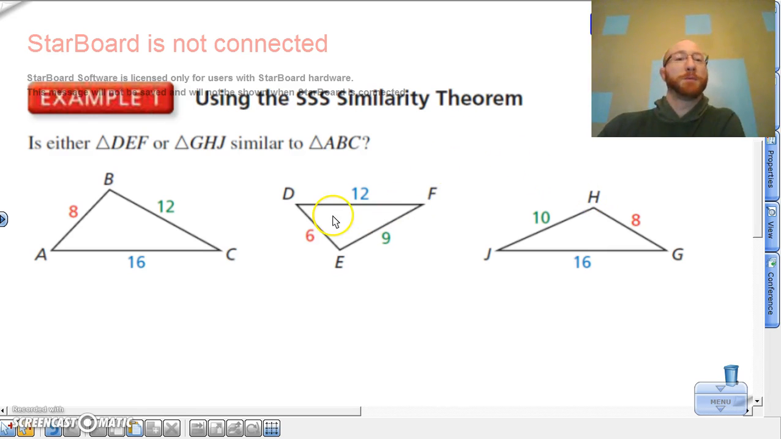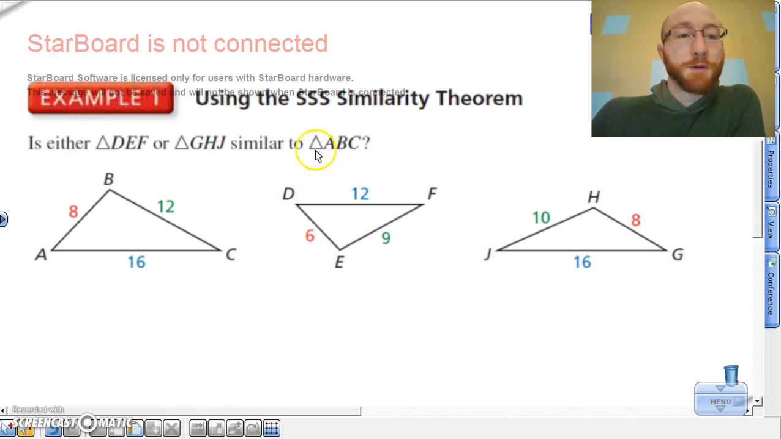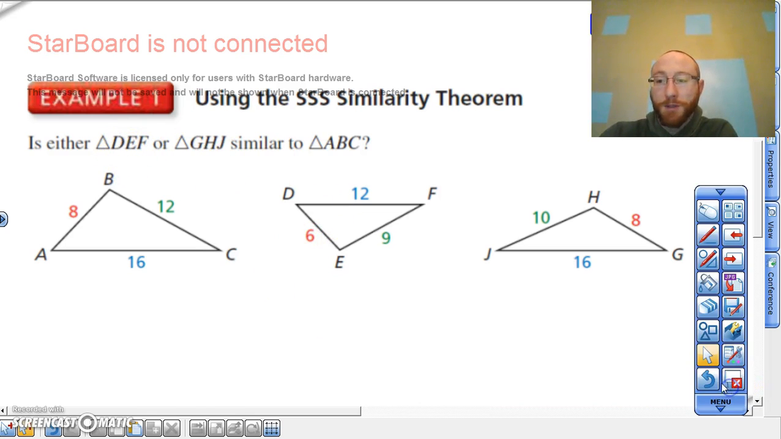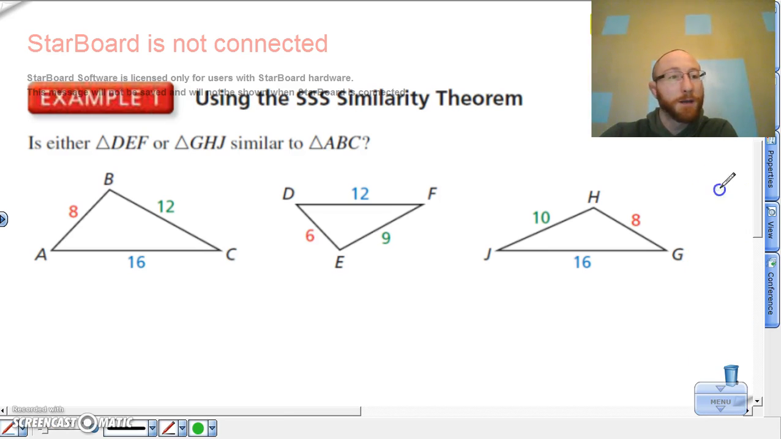So we look at this example. We want to know if DEF or GHJ is similar to triangle ABC. So we're going to compare this to ABC, this to ABC. Hopefully you get all the same things. They've done us quite a favor by color coding the sides, but we could figure it out by the order of the letters here. So let's get cracking.